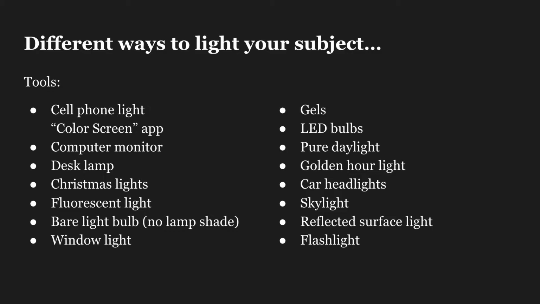There's an app I got for free called Color Screen, where it basically just takes the screen of your phone and lets you make it a color, make it really bright. So if you're in a dark room and you're holding it up to something, that's a way of lighting. Use your computer monitor, desk lamp, Christmas lights, fluorescent light, a bare light bulb with no lampshade, window light.